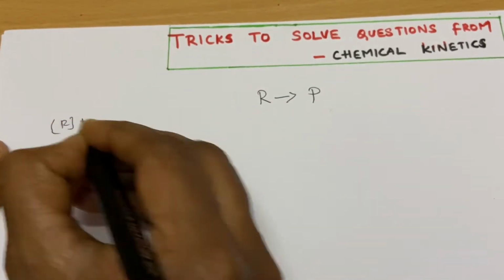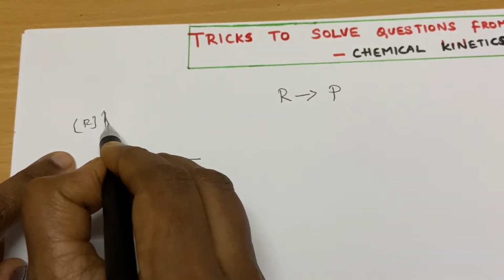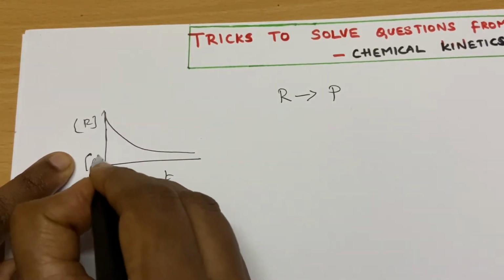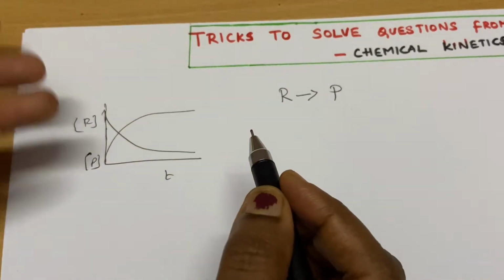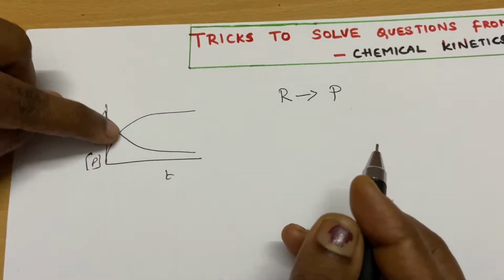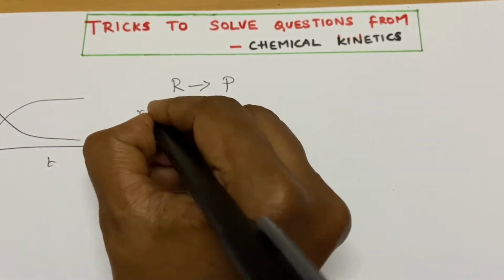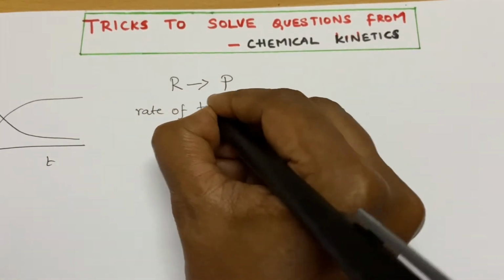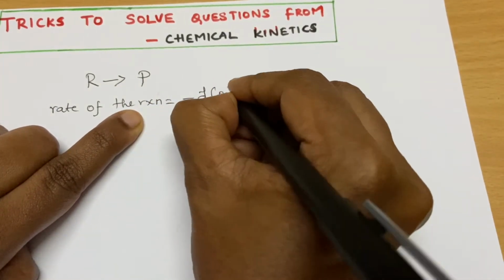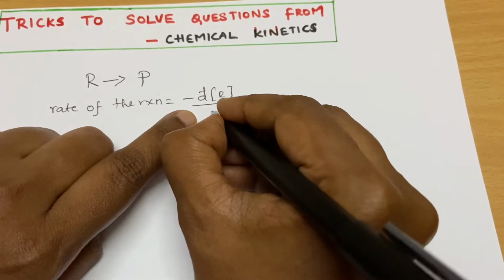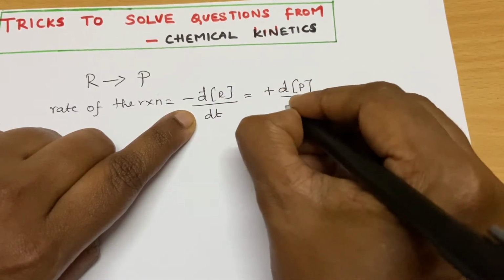So if you take the concentration of the reactant with time, the concentration of the reactant has to come down and the concentration of the product has to increase. So this is a graph for a normal reaction. The concentration of the reactant has to come down and the concentration of the product must increase. So the rate of the reaction can be measured in two ways. Either you can measure the rate of disappearance of concentration of reactant with respect to time, or the increase in the concentration of the product with respect to time.